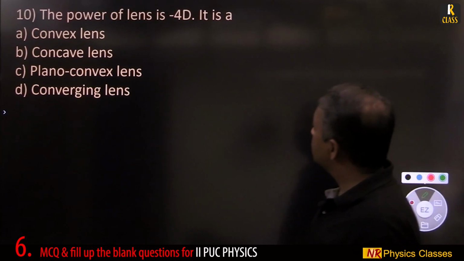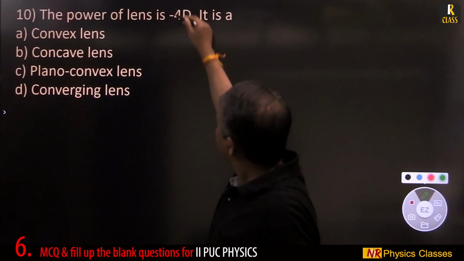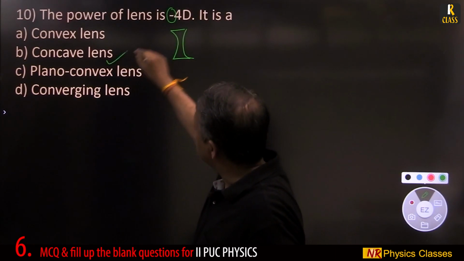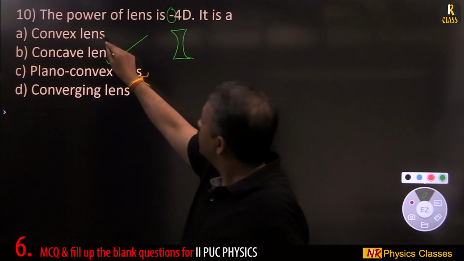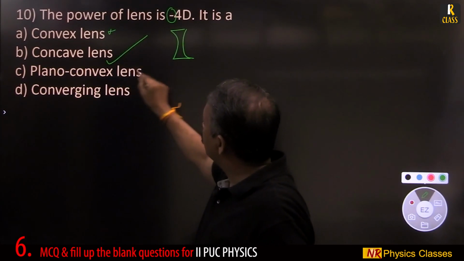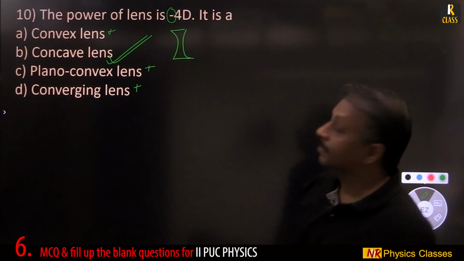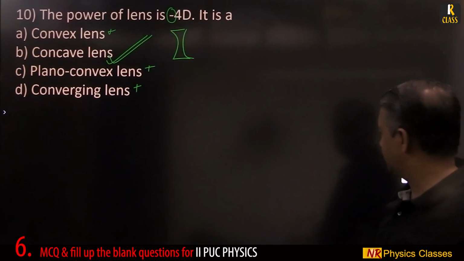The power of a lens is minus 4D. The minus sign is because of concave lens. Convex, positive. Plano convex, positive. Converging means positive. So it is negative because of the concave lens.